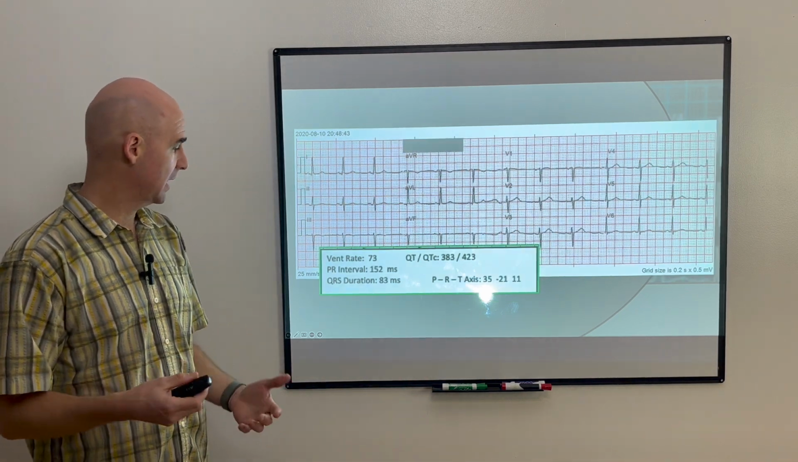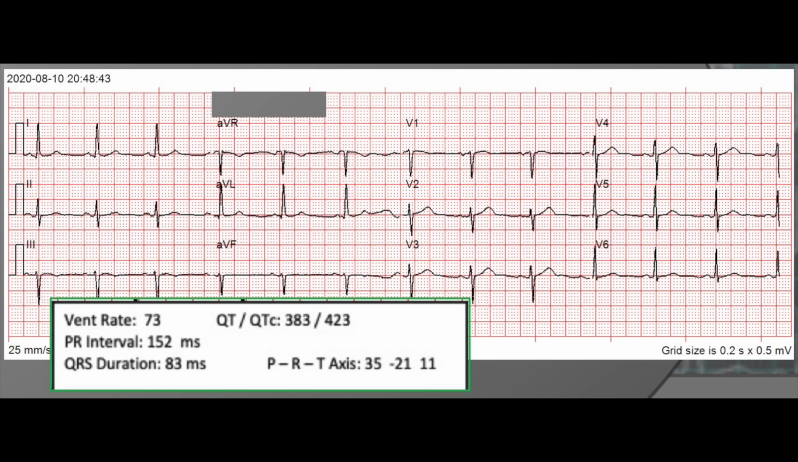Next example, I've got a ventricular rate of 73. That's good. I look at my regularity, it marches out, so I've got a regular rhythm. And then I'm going to determine my axis, negative 21. That's between 0 and negative 40, indicating physiological left axis deviation. And then if I look at my leads 1, 2, and 3, I've got an upright lead 1, a biphasic lead 2, and a negative lead 3.